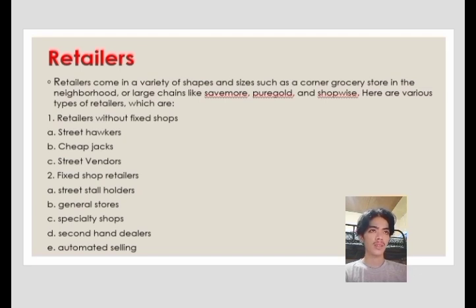And the last is automated selling. Automated selling is a new sales channel for retailers and brands to reach customers in an innovative, exciting, and non-traditional way. Milk, soft drinks, and coffee are some of the products usually sold through coin-operated machines, which deliver the goods without the aid of any person.